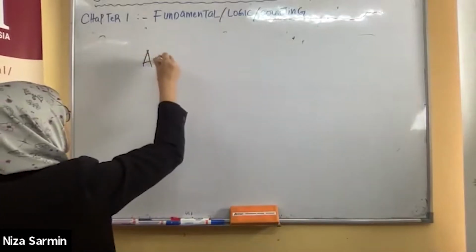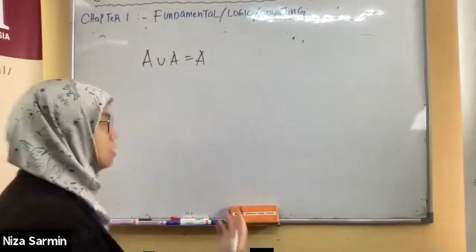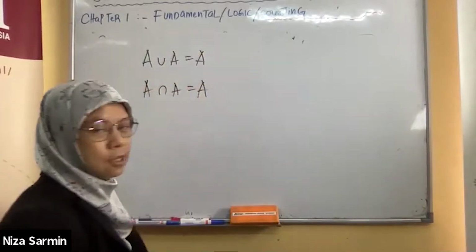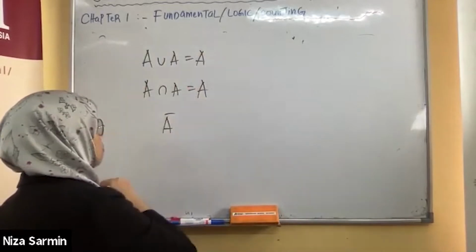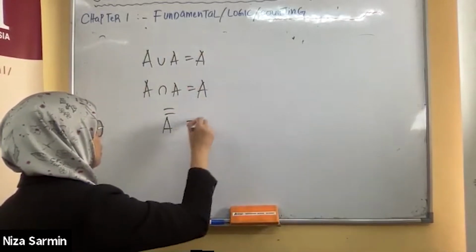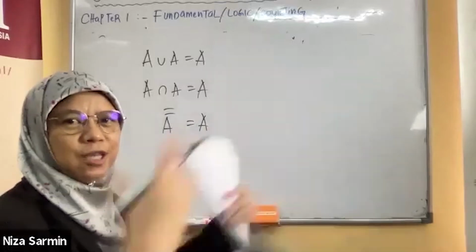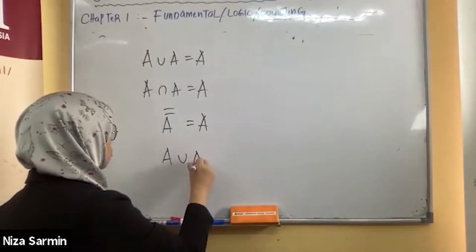First, I said A union A is A because there's nothing new. A intersect A is also A, all right? And then I said A complement again is A. Take A, outside that, you got A back. A union the complement.